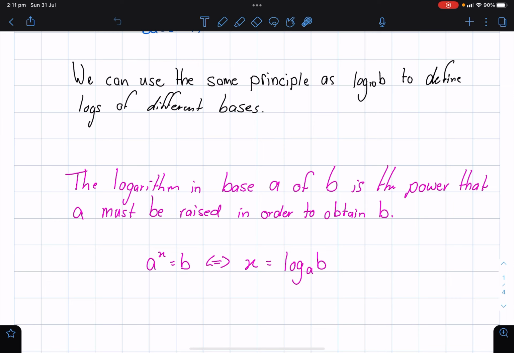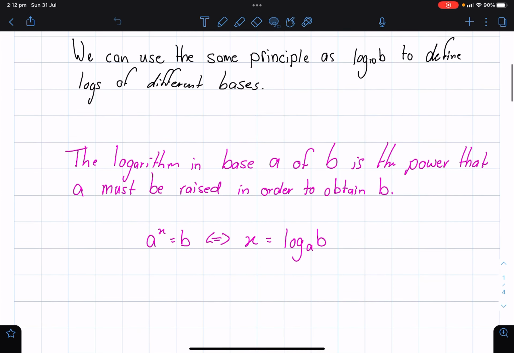So the logarithm in base a of b is the power that a must be raised to in order to obtain b. So here we've got a nice little if and only if statement. So a to the power of x equals b if and only if x equals the log of base a of b. Okay, so this is our exponential expression, this is our log expression. So we can jump between the two, and that's what we're actually going to practice right now.